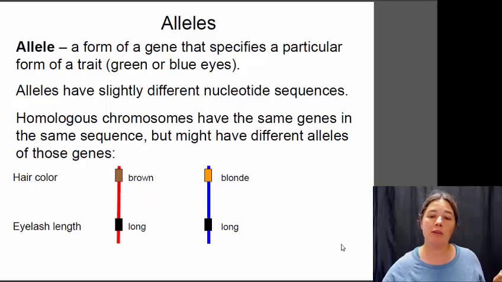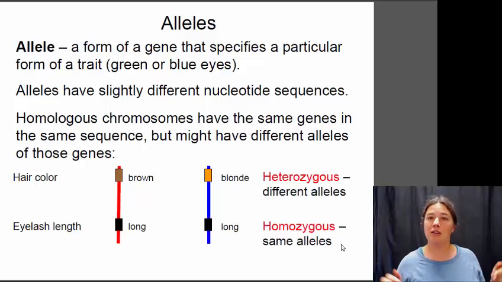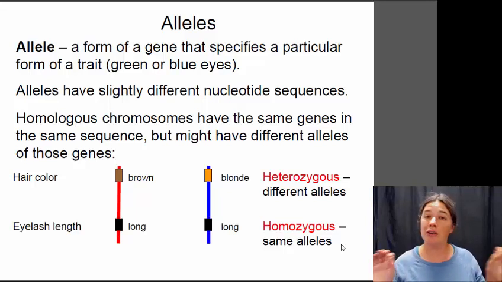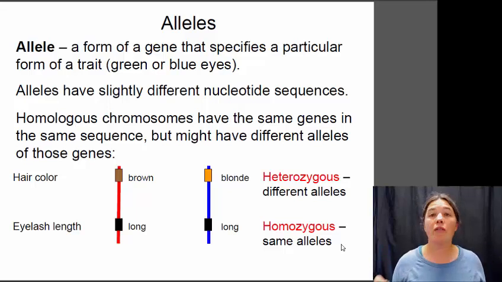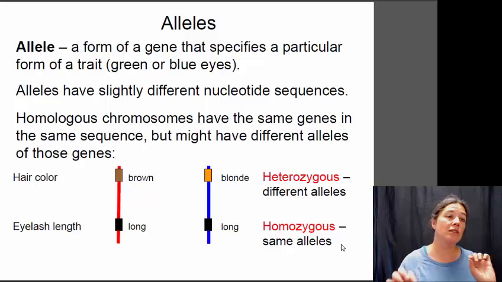So what you would say with that is that this individual is heterozygous for hair color, meaning it has 2 different alleles for the hair color gene. But this individual is homozygous for eyelash color, meaning it has 2 of the same alleles for the eyelash gene.